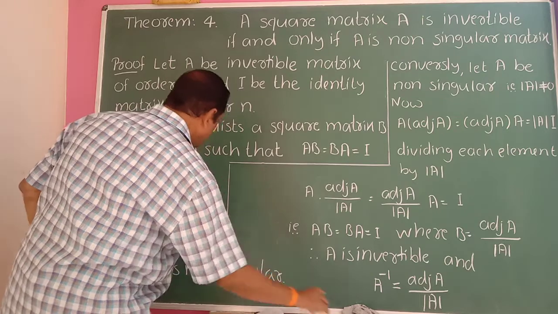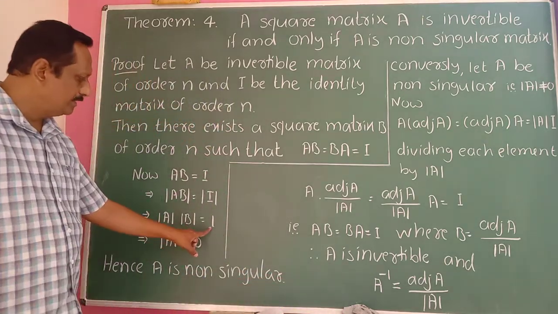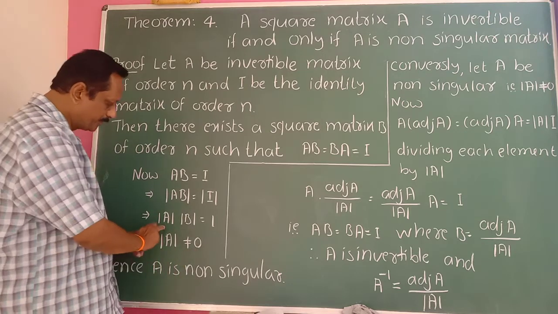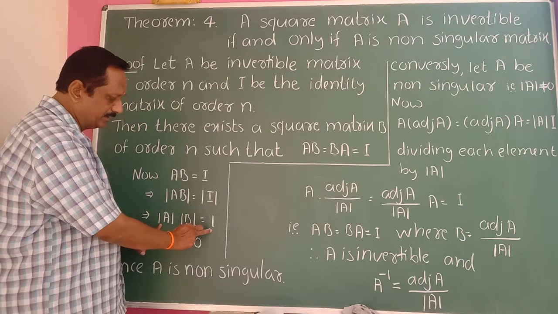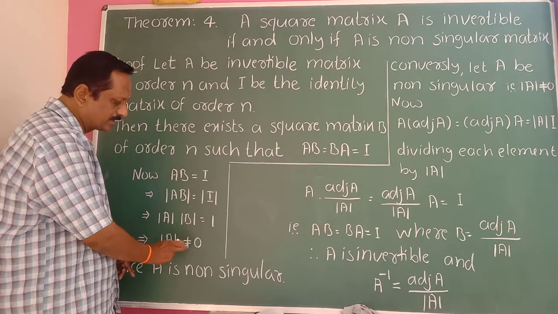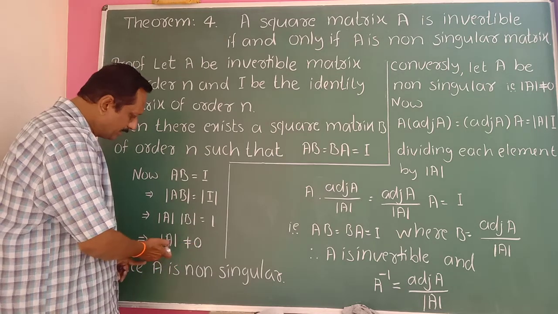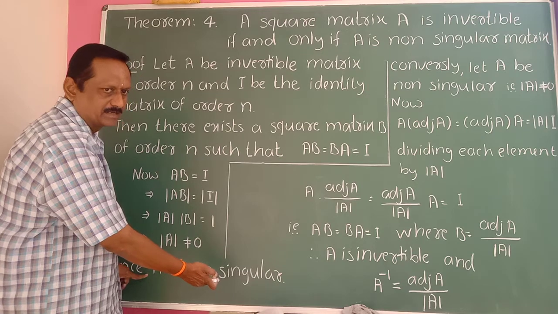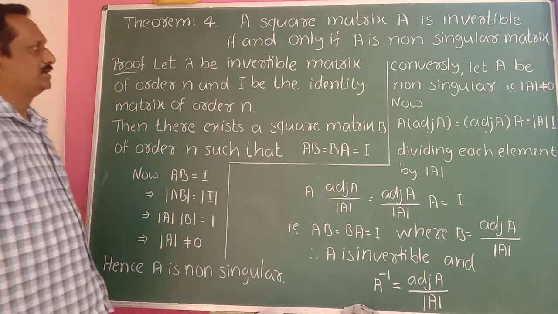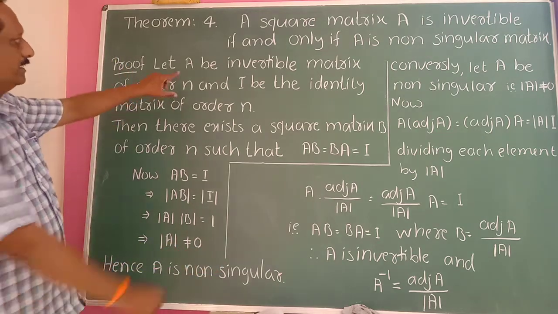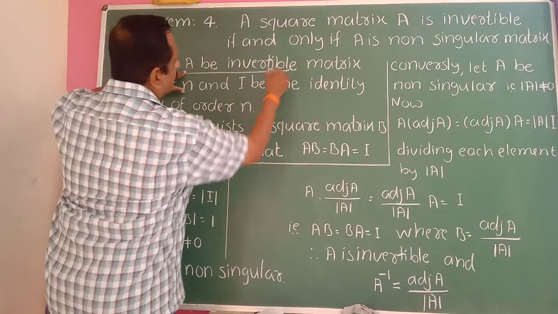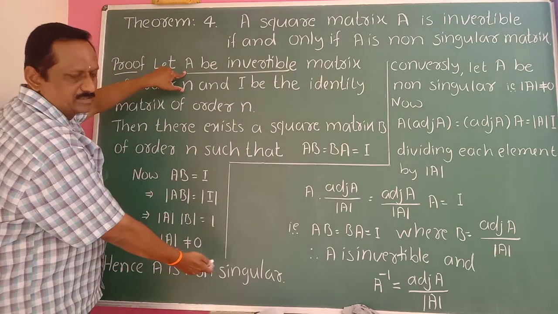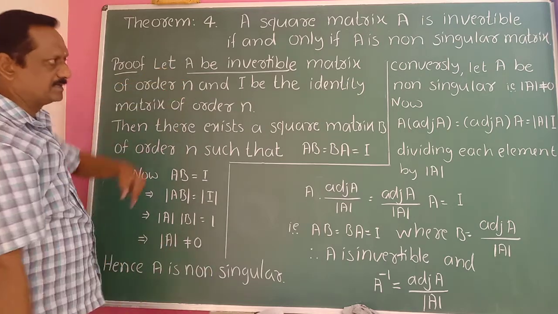Then the product is 1, which means obviously the determinant of A is not equal to 0. Because the product is 1, the determinant of A cannot be 0. If the determinant of A cannot be 0, then A is said to be what? A non-singular matrix. Therefore, A is invertible, and we proved A is non-singular. This is the first case.